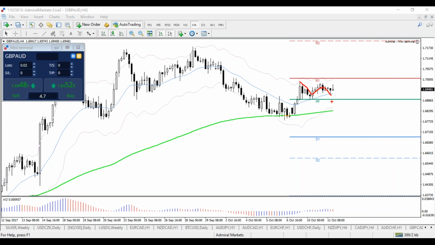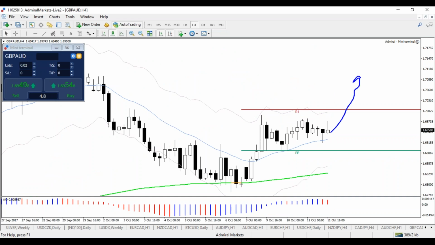So from this perspective, we might see the continuation of this C. So if we put a fib from here to here, price might make it to the minus 61.8 target and 171.20. It's a conservative target, I think.